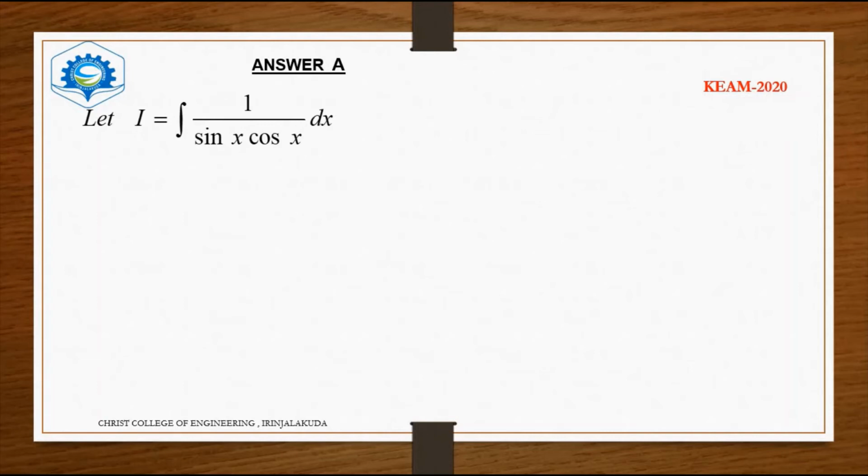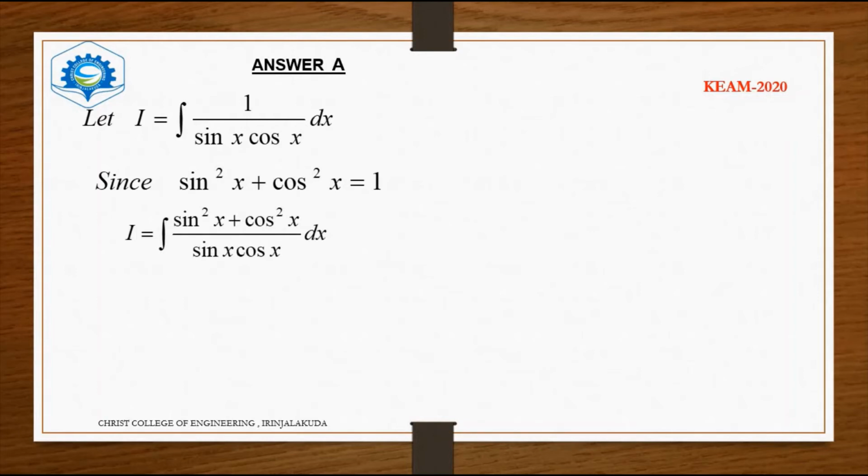So here what I have done is I have replaced 1 in the numerator with the identity sin square x plus cos square x. You know it is 1. So replace 1 in the numerator by sin square x plus cos square x. So after replacing, splitting the terms, you may find a lot of common terms in the numerator and denominator. Simplify that as well.